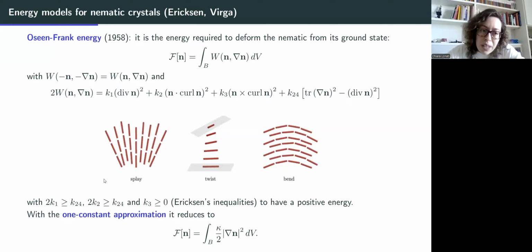So in our model and in many works, we use the one constant approximation. That means that K1 is equal to K2 is equal to K3, that are equal to a constant K, that is a nematic constant. And then K24 is assumed to vanish. So we have just these three terms. When we put this all together with the same constant K, this reduces to 1/2 of K times the square norm of the gradient of n.